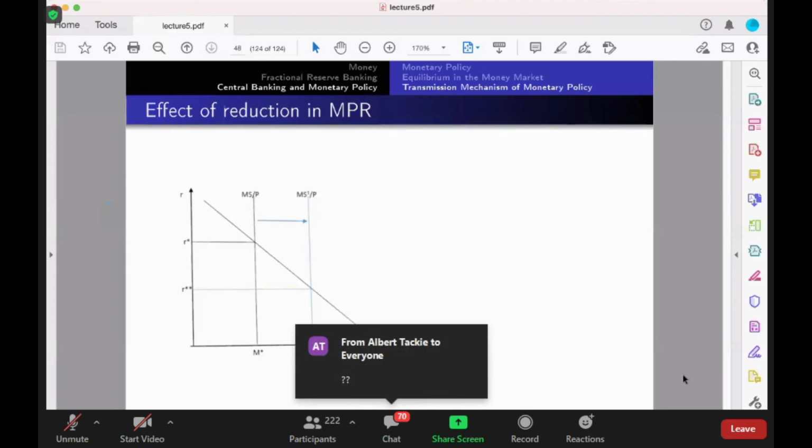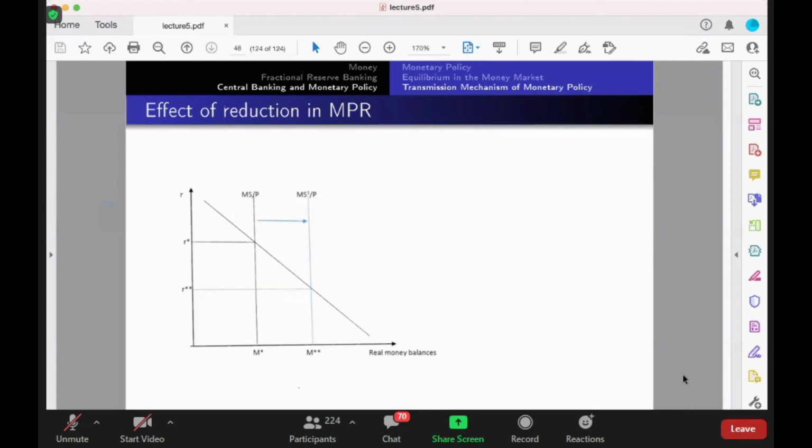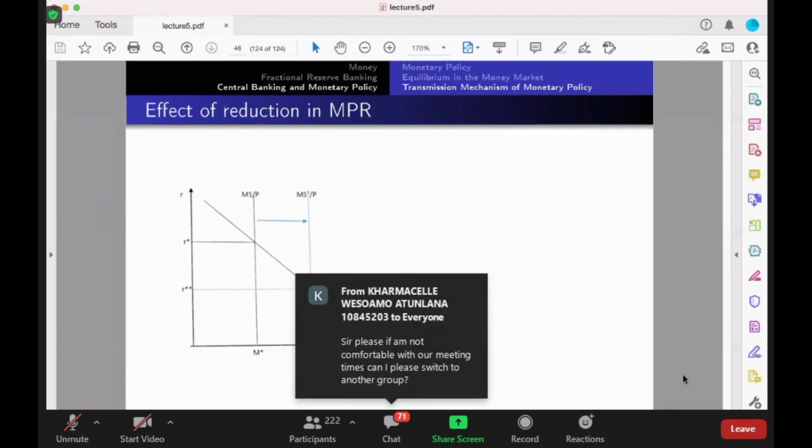Justice, are you there? Maybe Justice is struggling to speak. Teresa, do you have a question? Yes, sir. I heard you saying that when the interest rate increases, the money supply must also increase to attain equilibrium. No, interest rate was reducing. So when the interest rate reduces, the money supply must increase. Exactly, to attain equilibrium. Okay, thank you.